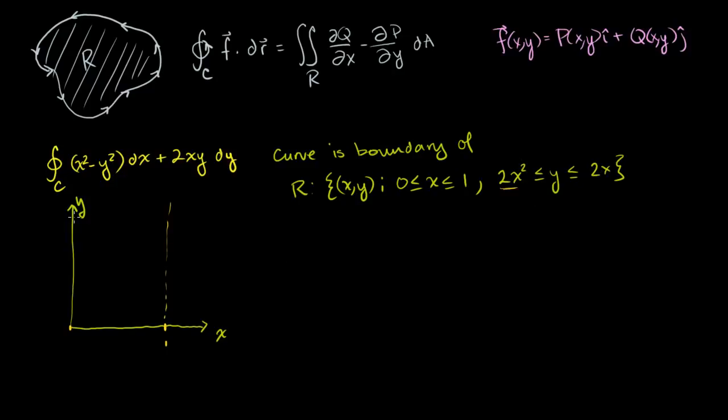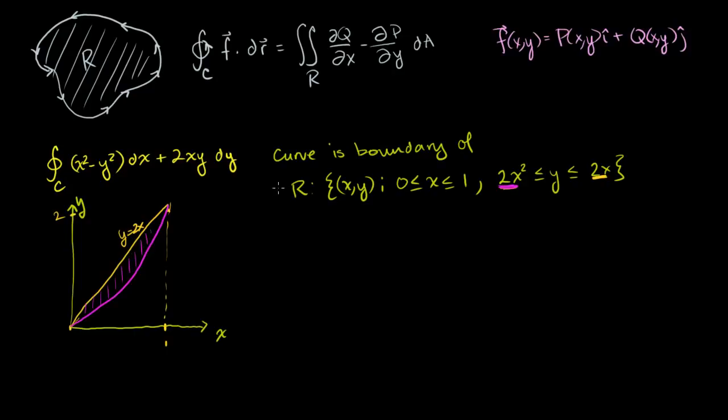So it's 1, comma 2. This is the line y is equal to 2x. Let me draw a straighter line than that. The line y is equal to 2x looks something like that. That right there is y is equal to 2x. And then this bottom curve, maybe I'll do that in yellow. The bottom curve right here is y is going to be greater than 2x squared. It might look something like this. And of course, the region that they're talking about is this.